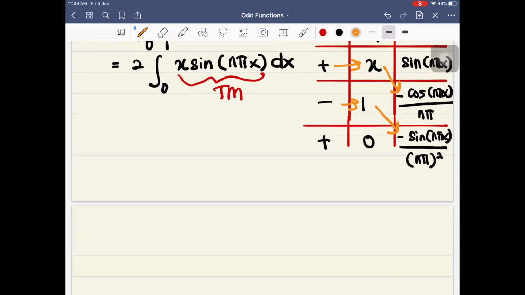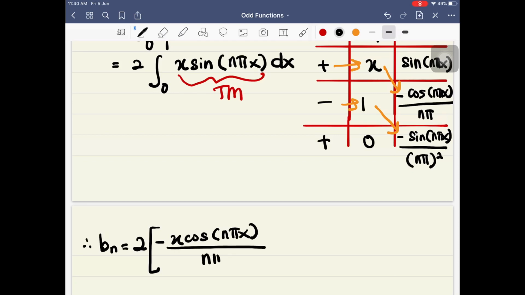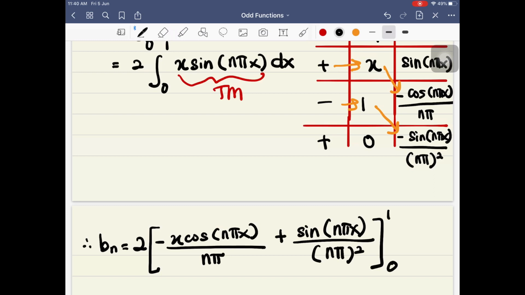So your bn is equal to 2, which comes from this one here. So you have negative x cos n pi x over n pi, minus will give you plus, so plus sine n pi x over n pi the whole thing squared. So your upper limit is 1, your lower limit is 0.